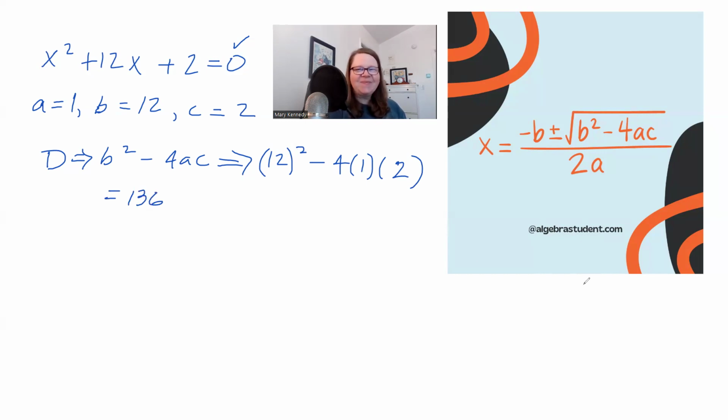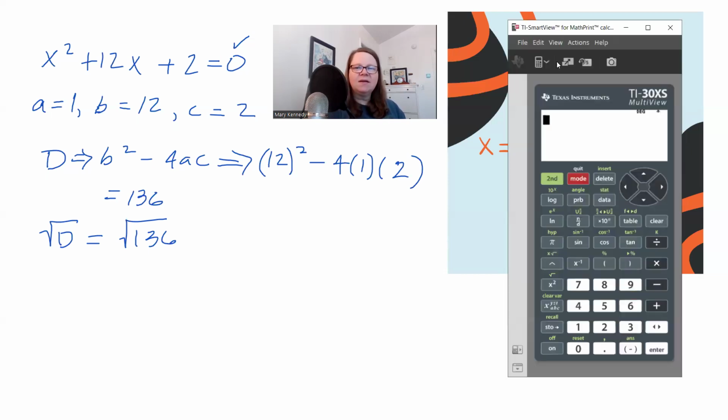Now, in the formula, it actually says the square root of that. So let's think about the square root of the discriminant would be the square root of 136. And the square root of 136 is not going to come out as clean and nice as we'd like, right? It's not a perfect square. And so let me type that in over here.